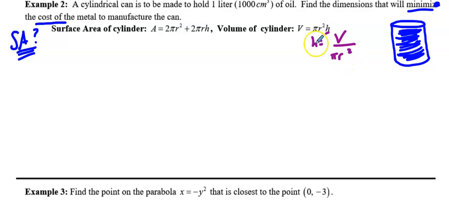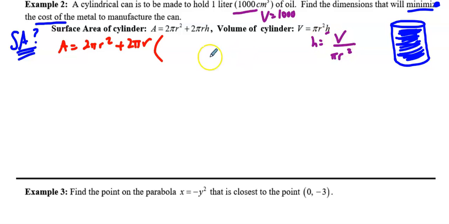Now, what's beautiful about this is it tells us what the volume is. It tells us that this can hold 1,000 cubic centimeters, so we already know that V is equal to 1,000. When I rewrite this problem, I can write area is equal to 2 pi r squared plus 2 pi r, and I can replace h with 1,000 over pi r squared.